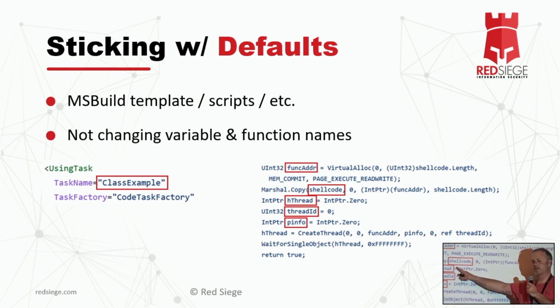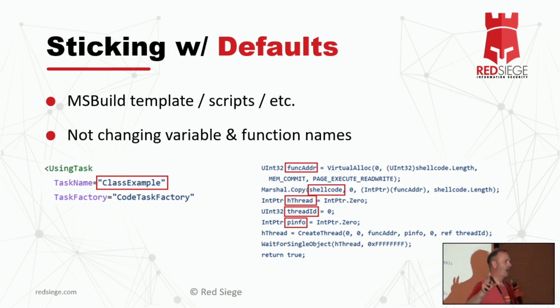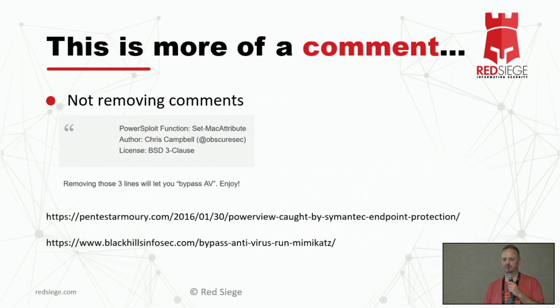These in themselves may not be something that will get you caught. hthread, thread ID, and pinfo. However, those variables existing in an XML file that is being accessed by MSBuild, like if you have an EDR or AV that's looking at things in context, that could be bad. So know that those are things that could get you caught.